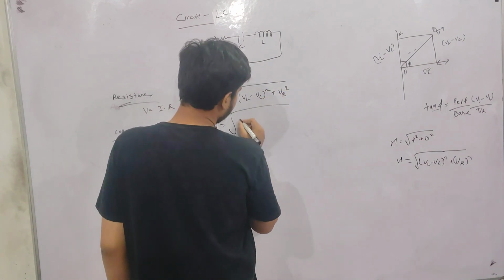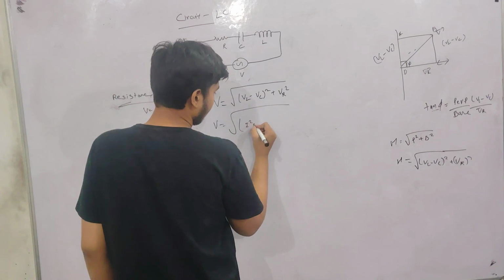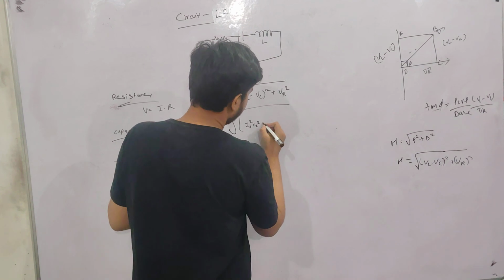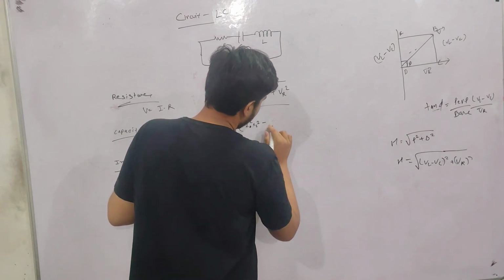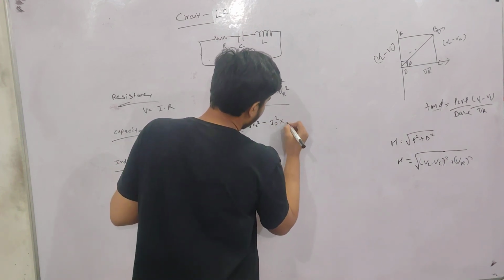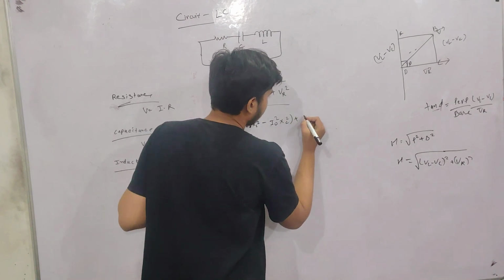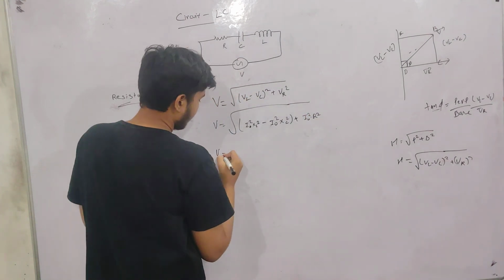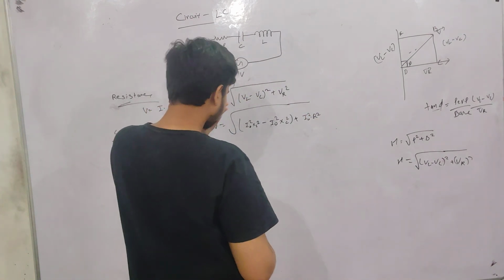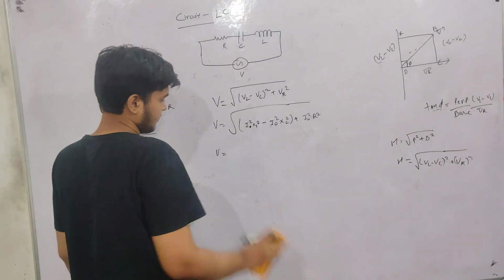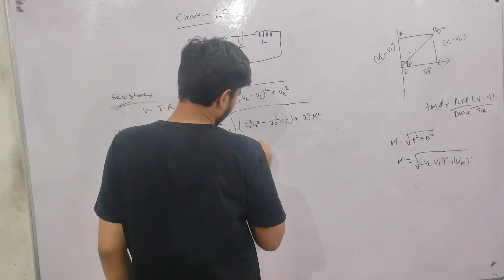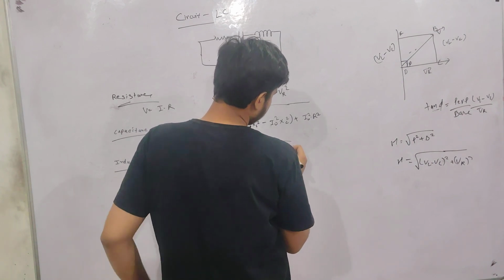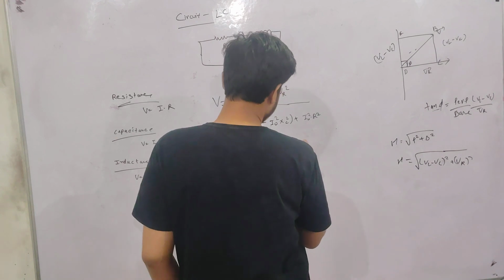V equals under root I naught into XL whole square minus I naught whole square into XC whole square plus I square into R square. Sir, here also I naught will be there. I naught will be outside the under root: I naught under root XL whole square minus XC whole square plus R square.